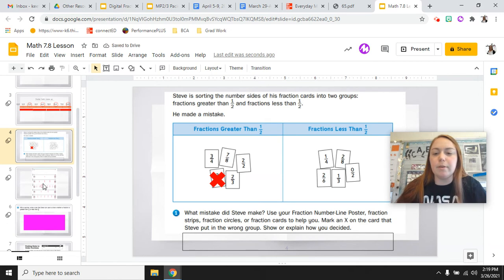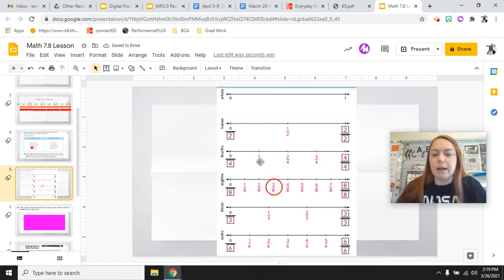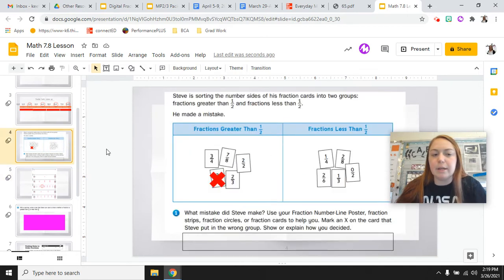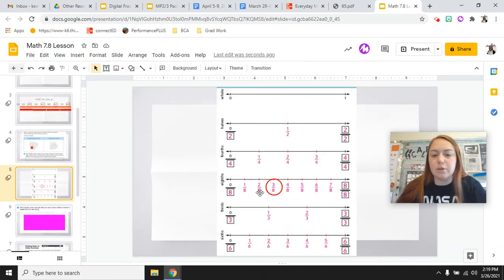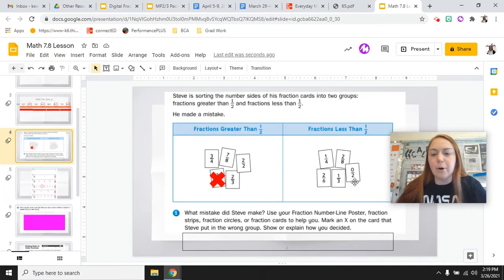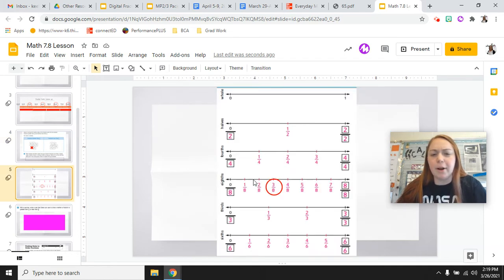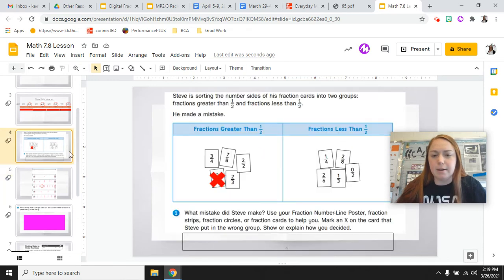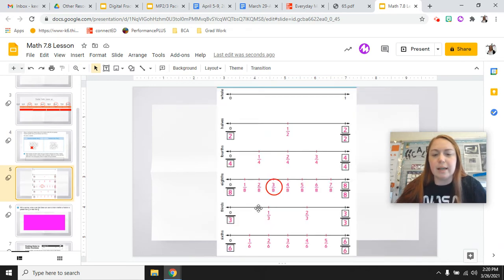So 1/4, is that less than 1/2? Yep, because 1/2 is here, so 1/4 is less than 1/2. 2/8, yeah, that's less than 1/2. 0/2, that's less than 1/2. 1/3, is that less than 1/2? Yeah. And 2/6 down here. Well, 3/6 would be halfway, so 2/6 would not.